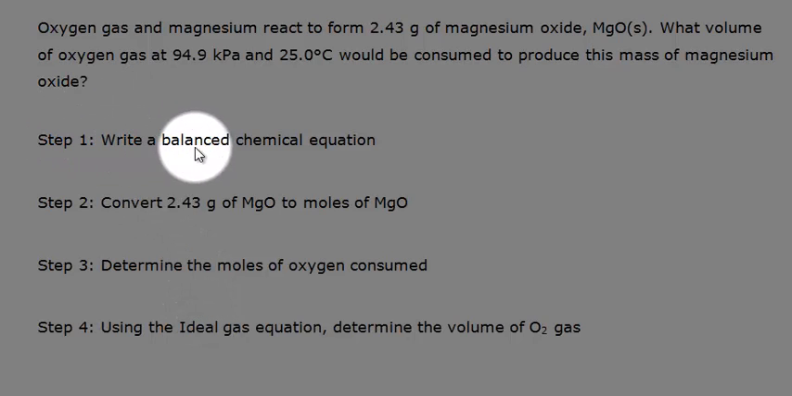Step 1 is to write a balanced chemical equation. Step 2 is to convert 2.43 grams of magnesium oxide to moles of magnesium oxide. Step 3 is to determine the moles of oxygen consumed. And step 4 is, using the ideal gas equation, determine the volume of oxygen gas.